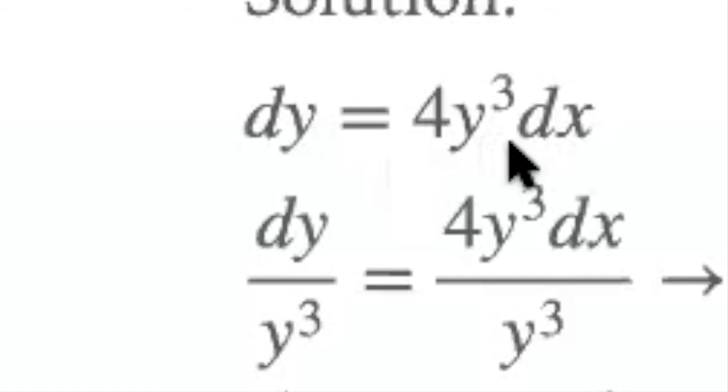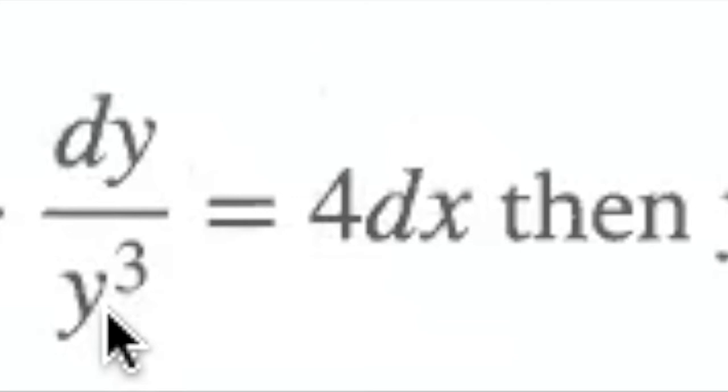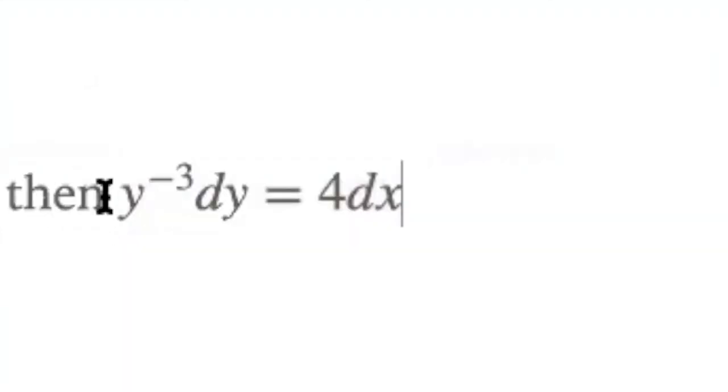Next, we will be dividing both sides by y cubed, which is what you're seeing here. These two y cubed cancel. So what we have is dy over y cubed equals 4 dx. Now dy over y cubed is the same thing as y to the negative 3. So you're rewriting it as y to the negative 3 dy equals 4 dx.